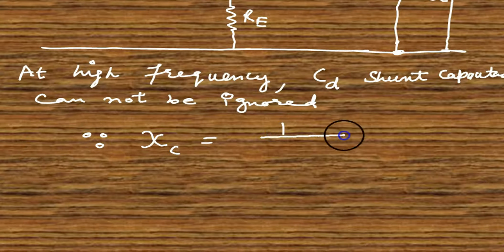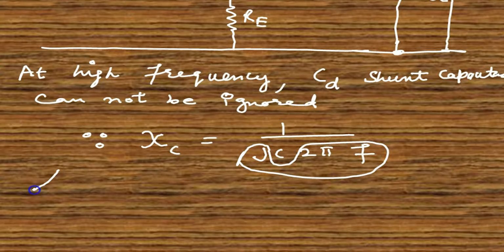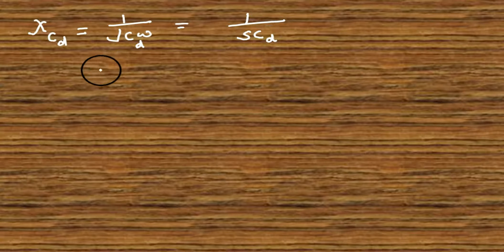the capacitive reactance is 1 upon j 2 pi f C. If f is high, Xc will be less. That means at high frequency we cannot assume that this capacitor behaves like an open circuit.